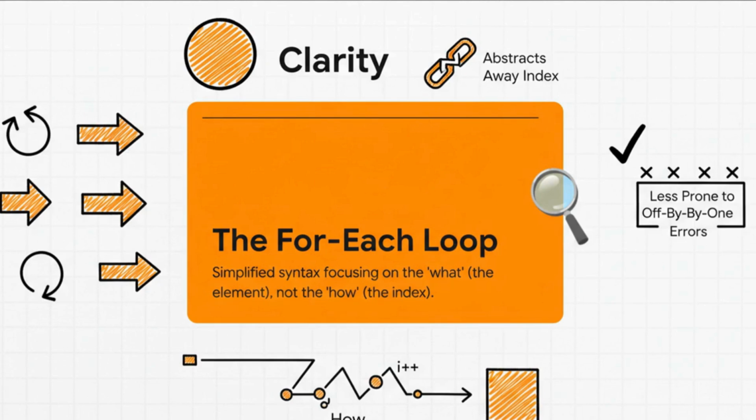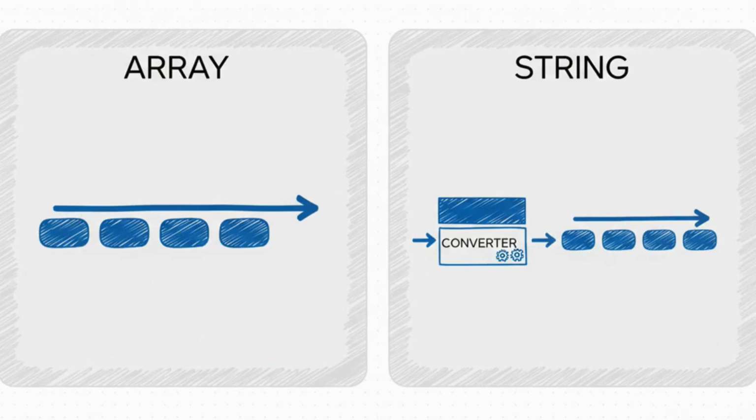And here's what it looks like. For an array of integers, it's just beautiful, right? for (int element : array). Simple. Now, for a string, there's one extra step you've got to remember. You can't just loop over a string directly. You have to convert it to an array of characters first, using toCharArray. Super common, you'll see this pattern everywhere.